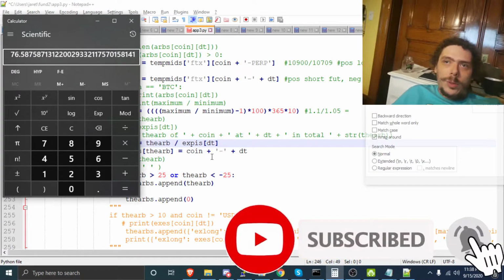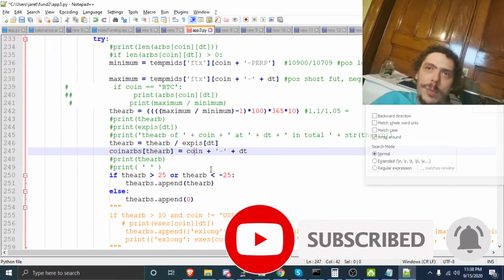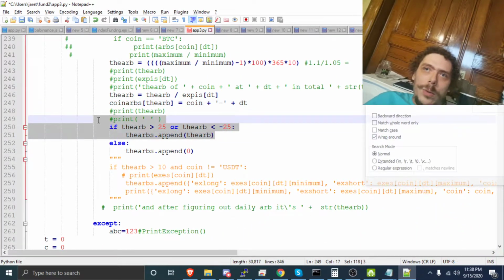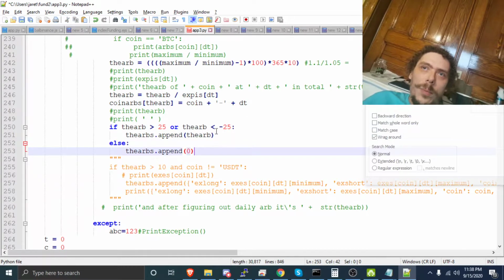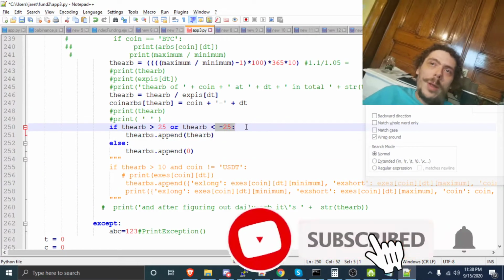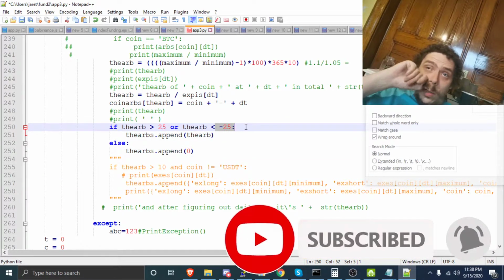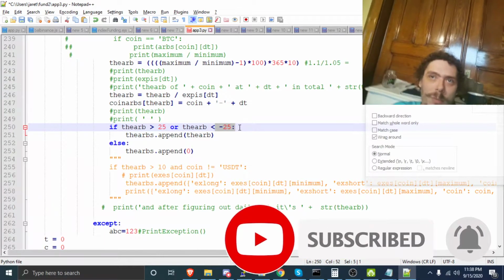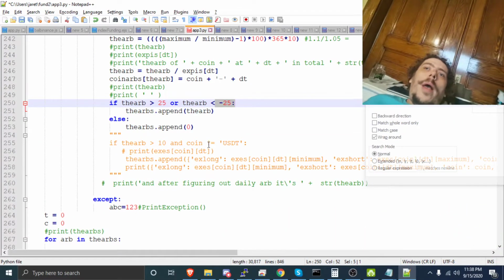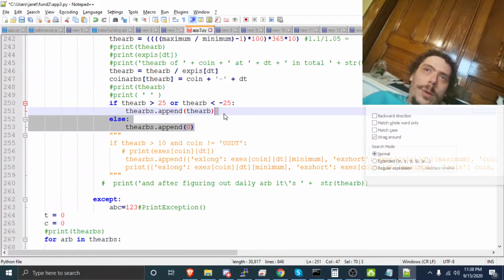So if the arbitrage opportunity is greater than 76%, which in this case it is, we add it to an array where we're going to save it for later. Or if it's less than negative 25%, which just means it's backwards and we're going to long instead of short and short instead of long. And otherwise, we add a 0 to that array.